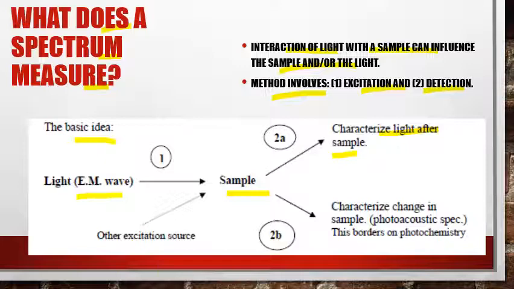The two ways are there: we characterize the light after passing through the sample, or we characterize the change in the sample. The change in the sample occurs in a different branch, and in spectroscopy we characterize the light after the sample.